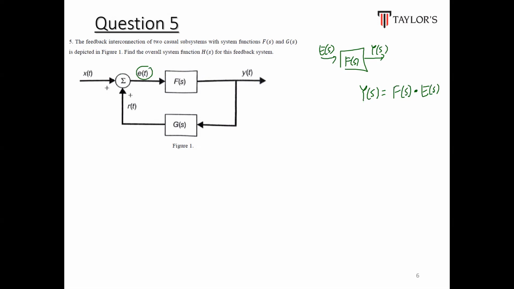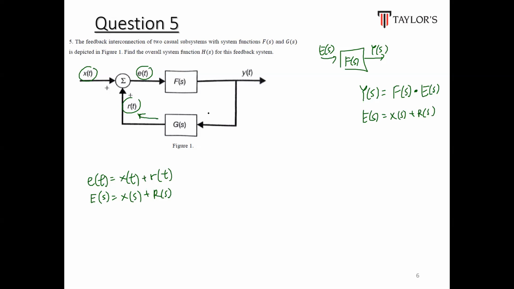What is this E? E is x(t) plus r(t). So if we do both in Laplace transform, everything is just changed to Laplace domain, that's all. Everything that has a bracket t will change to Laplace domain. So we write here, E(s) equals X(s) plus R(s). And what is this r? R is the output from G when y is the input. You see this y will come down here.